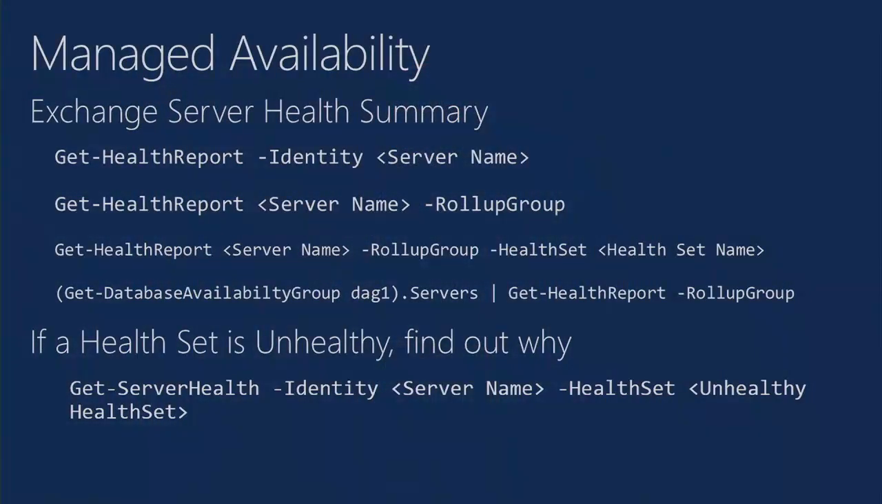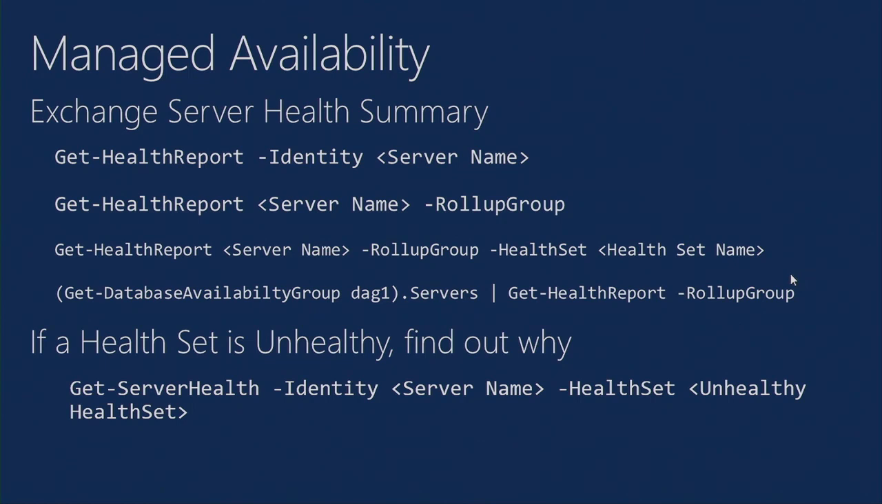So here's some examples of what you can get. For example, I could get just the health report on one server. I could get the health report on a server, and then I could roll up all the health sets into groups, so I don't have to have this very long list of items, and it will be a very long list if you're not doing roll-ups. I can also get all of the health report rolled up for all of my servers in a database availability group, which is what you're seeing in this last one right here.